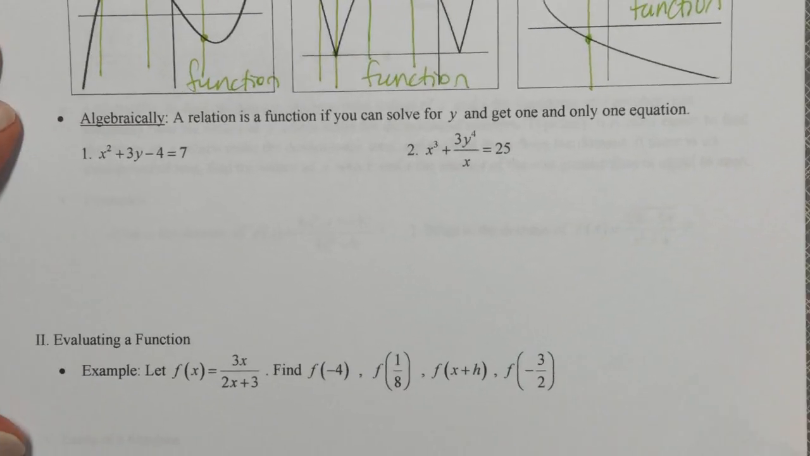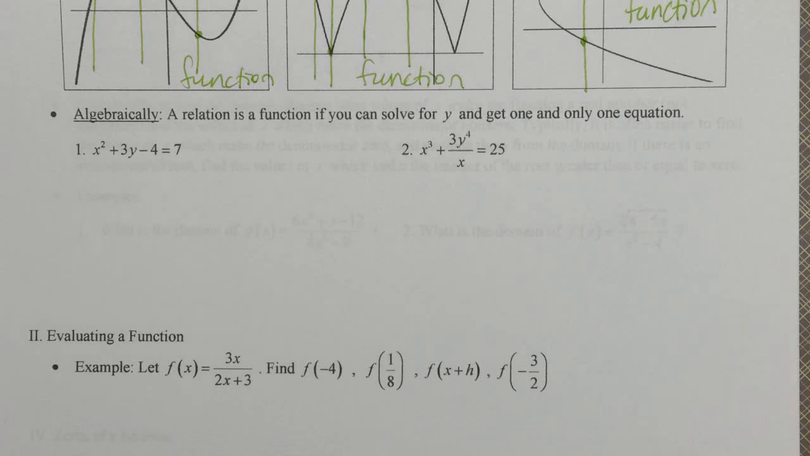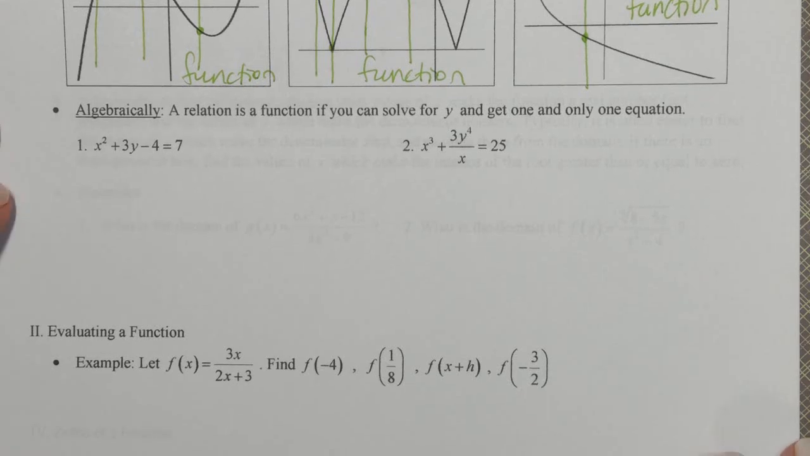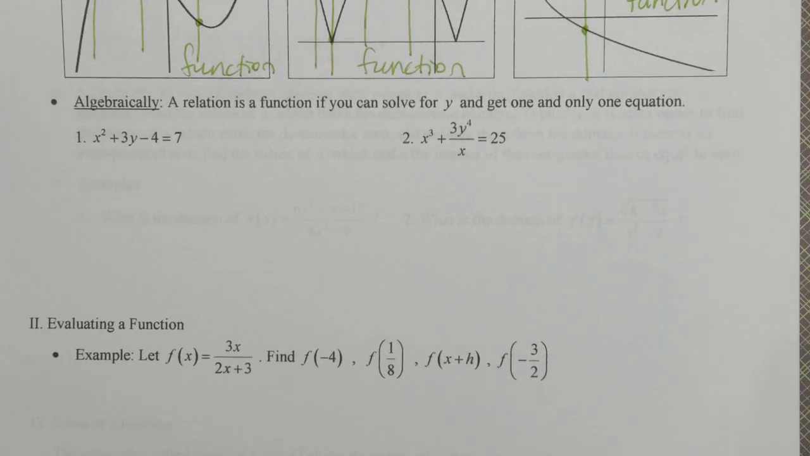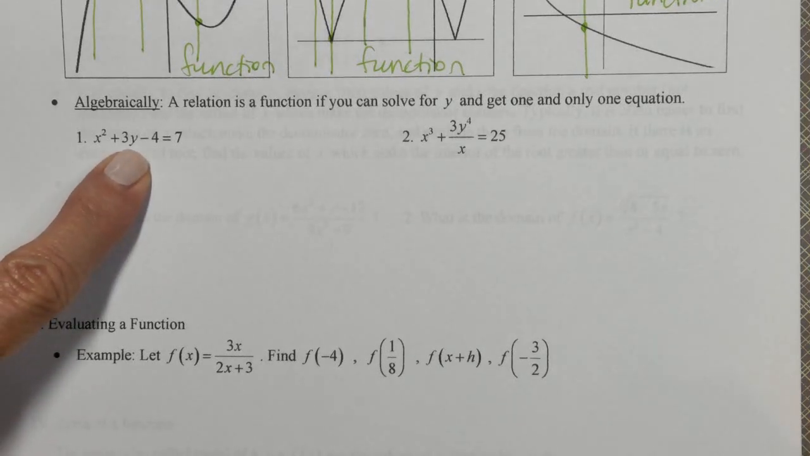All right, algebraically. To determine algebraically if we're given an equation, not the graph, and it's something that we don't immediately know the graph of, then how to determine if a relation is a function is to go ahead and try to solve for y, or imagine solving it for y. When you solve it for y, do you get one and only one equation? That's the key.